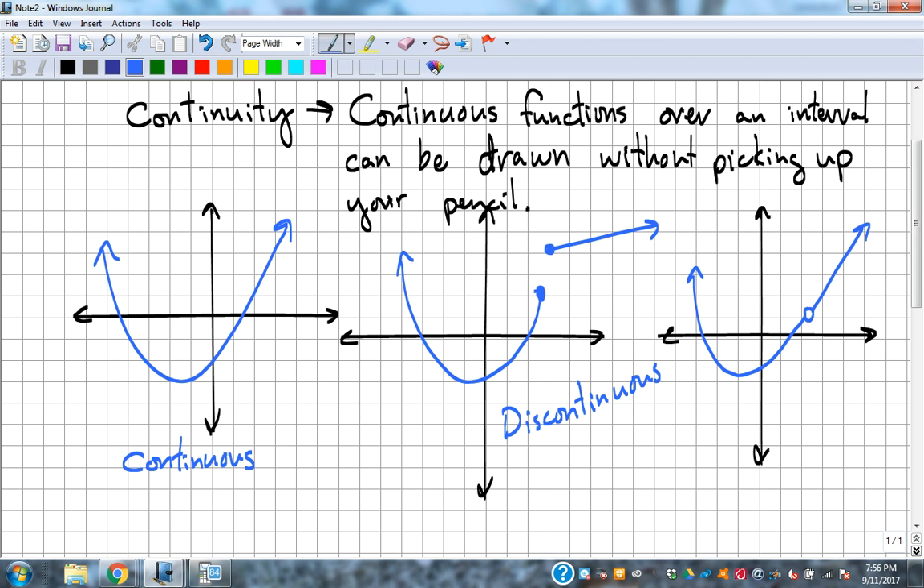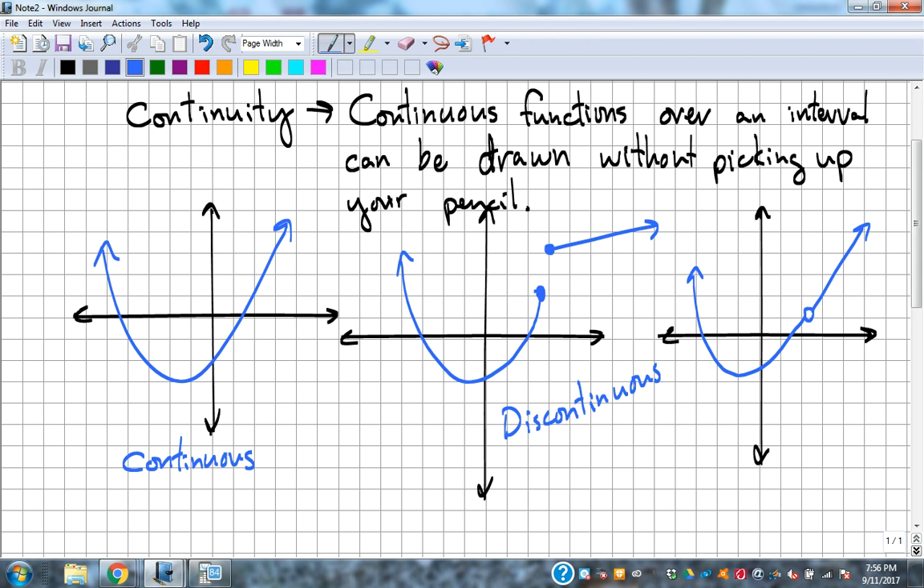That empty circle means that you're skipping that. It's like the -2 when we were talking about interval notation. That means that x value doesn't work. And if that x value doesn't work, then that y value doesn't exist. So you really do have to jump over that number, so you have to pick up your pencil to continue the graph. So this is a discontinuous graph.